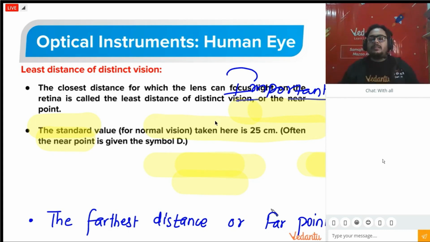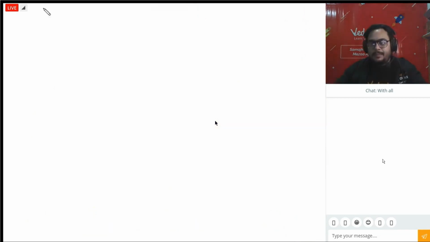Any doubts in this? Okay. So that is what we have to remember. Now, obviously, I cannot see 25 centimeters clearly. Why? Because I have some defect in my eye. So there are some defects that we have to study.